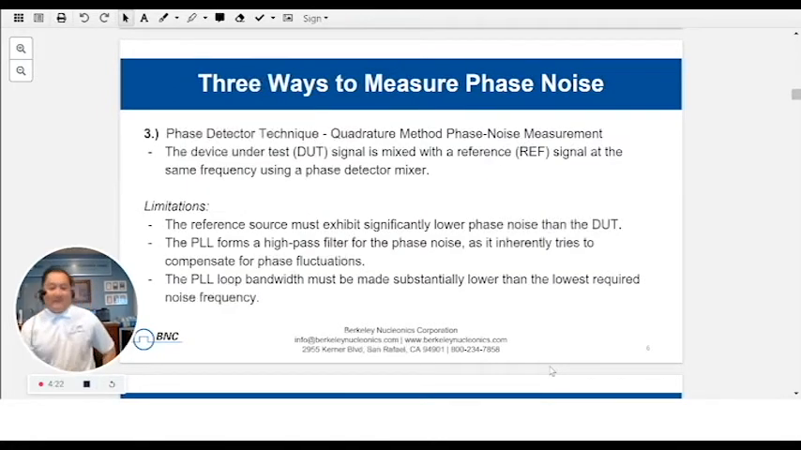The third way is the phase detector technique. A more popular technique, RPNT also uses this method, along with many other manufacturers. Basically, your device signal is mixed with the reference signal using the same frequency, which ends up becoming a phase detector mixer. Now, there are some limitations to this as well, especially your reference source that you're mixing with the DUT must have lower phase noise than the DUT itself. I will get into how our unit tackles these limitations in the next couple of slides, but this is the main method that RPNT uses along with many other major manufacturers.